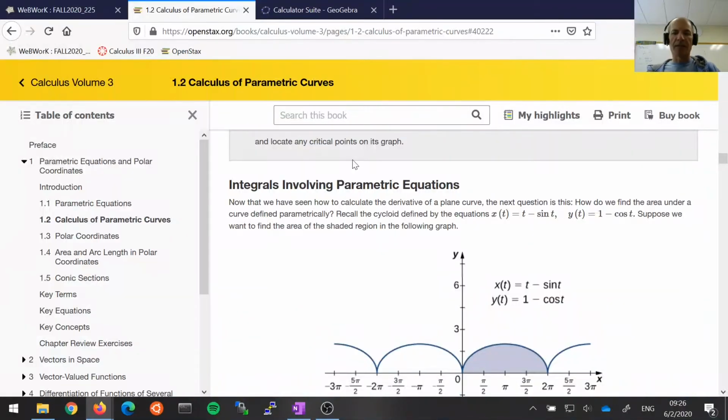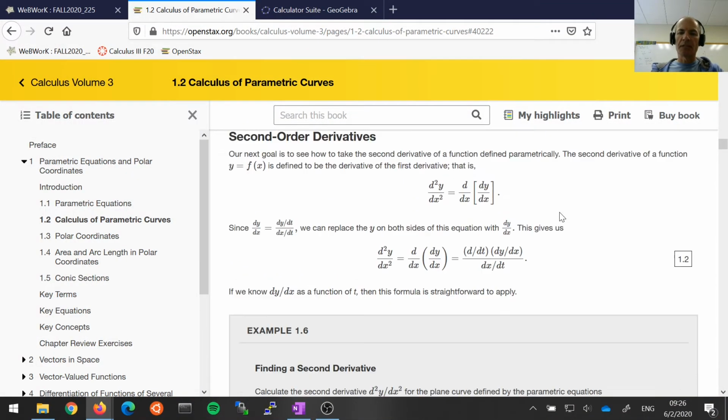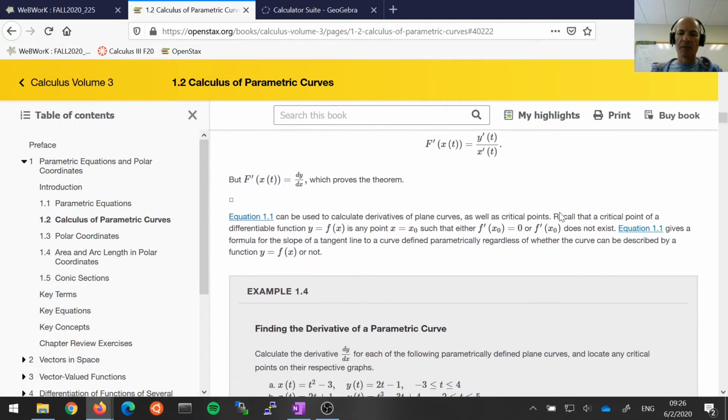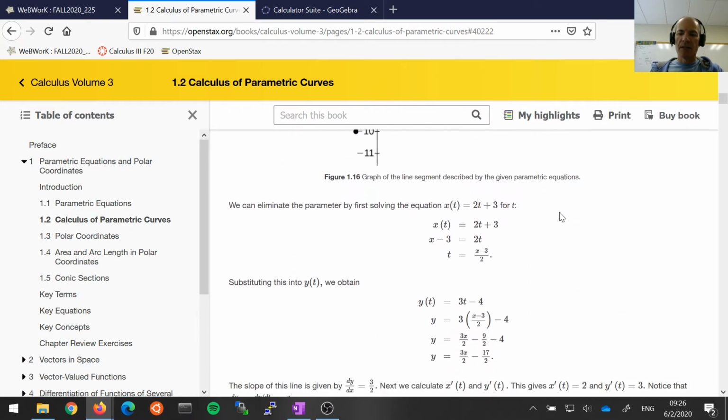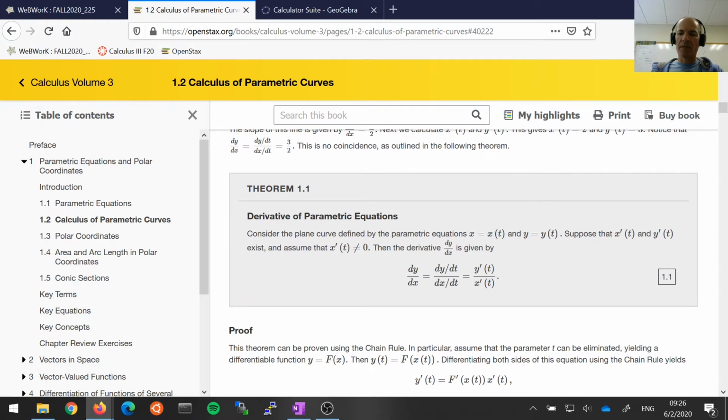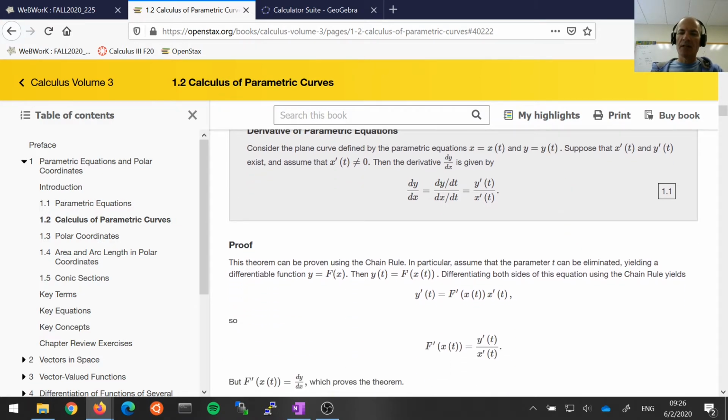Let's go back to the text here. We'll do a few examples, but let me just point out the generic idea here. Let's say you're given a parametric curve, x is a function of t, y is a function of t. Then you can find dy/dx by taking the derivative of y with respect to t and dividing by the derivative of x with respect to t.